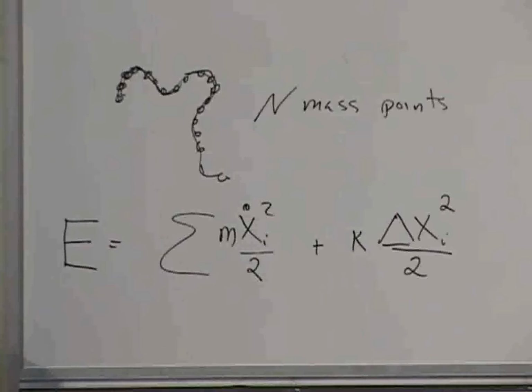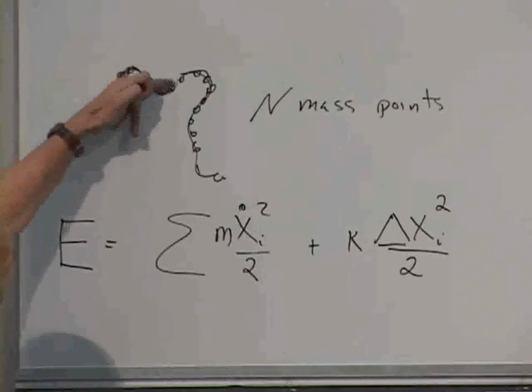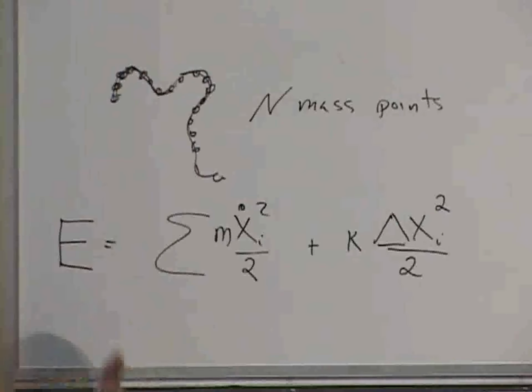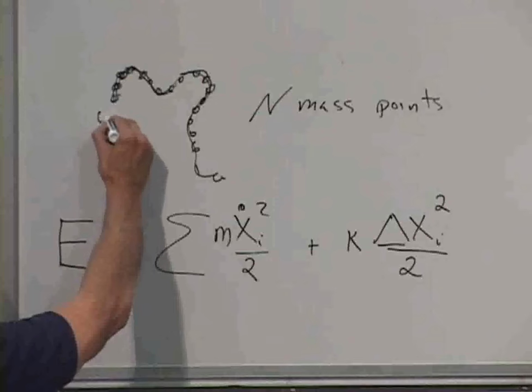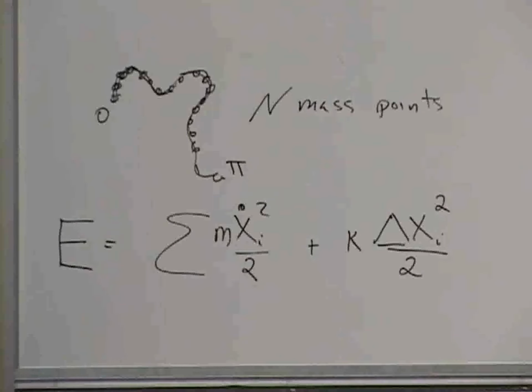Now we want to take the limit in which N goes large. So first of all, we need a parameter to label the positions, or to label the mass points. That parameter will be called sigma, and it goes from 0 to pi. That's arbitrary. I could let it go from 0 to 1. I could let it go from 0 to 2. I could let it go from 0 to 2 pi. It's just a labeling device. We label going from 0 to pi.